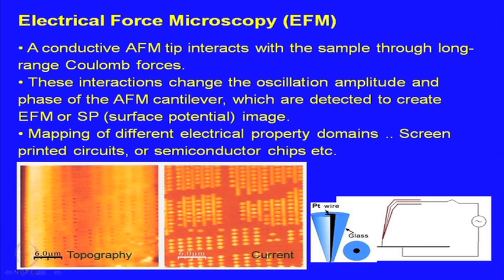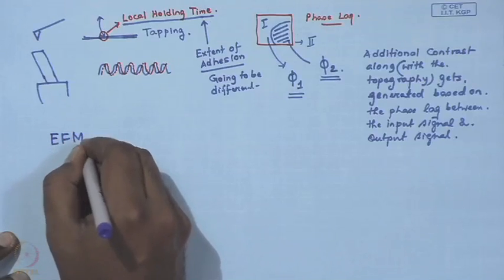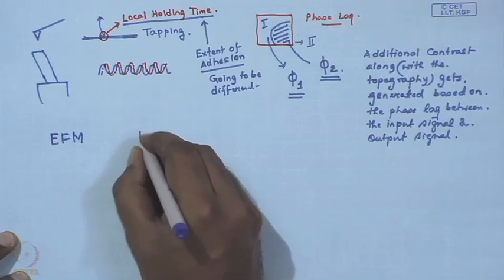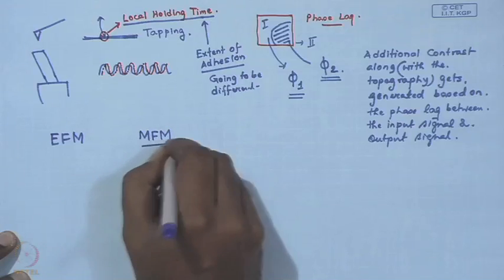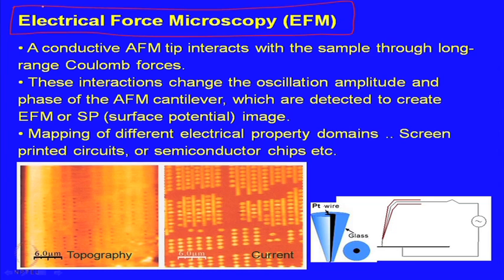So, next we come to the other class of techniques. These are particularly EFM and MFM, that is, electrical force microscopy and magnetic force microscopy. These are very unique techniques which allow you to identify either distinct electrical domains by taking advantage of long range Coulomb forces, or magnetic domains by taking advantage of magnetic interaction.